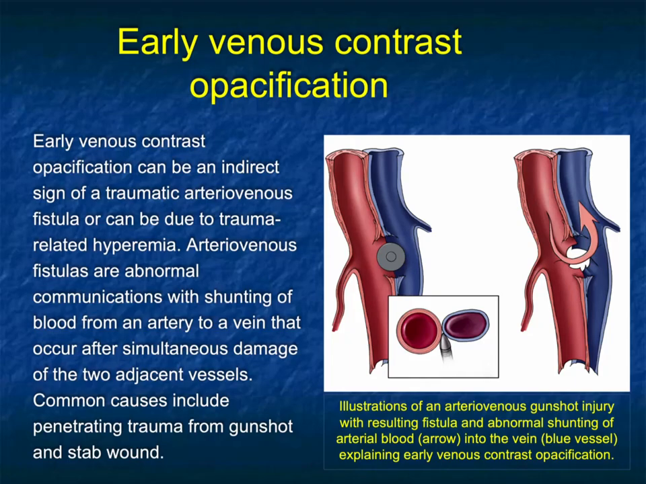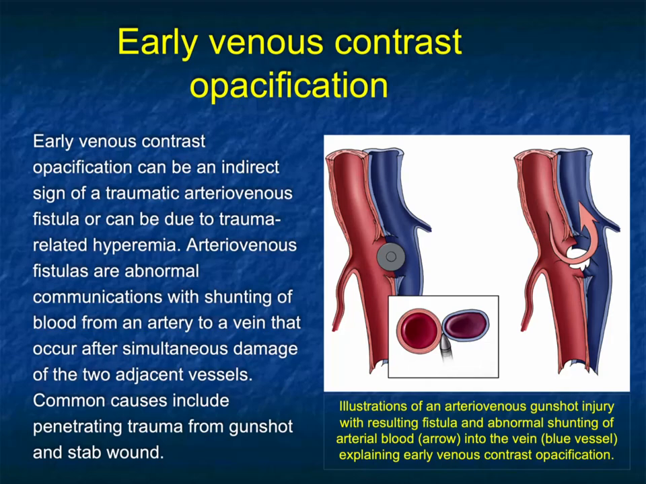In trauma, if we do see early venous filling, it's typically going to be an AV fistula. Stab wounds and gunshot wounds, not uncommon for this to happen. The schematic very nicely shows the gunshot wound with the communication between the arterial and venous structures. AV fistulas are abnormal communications with shunting of blood from an artery to a vein.